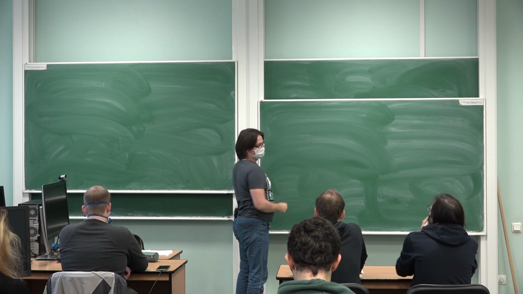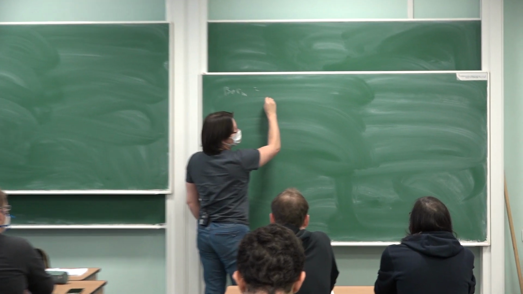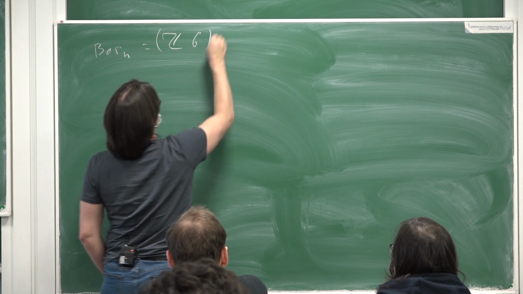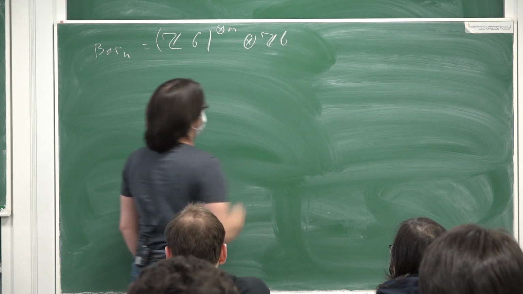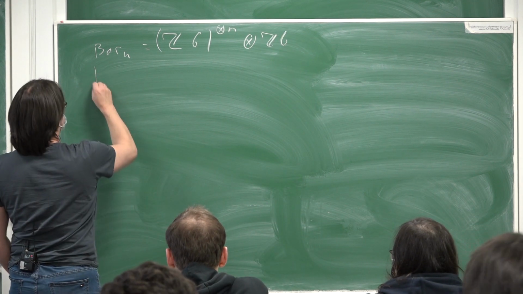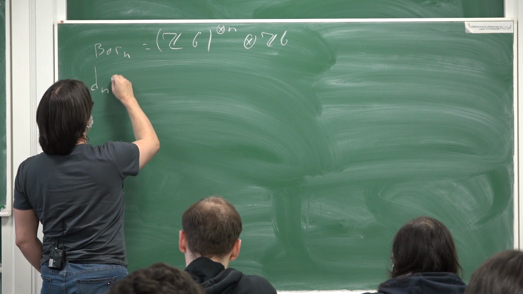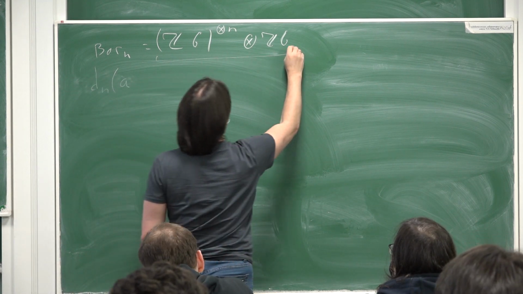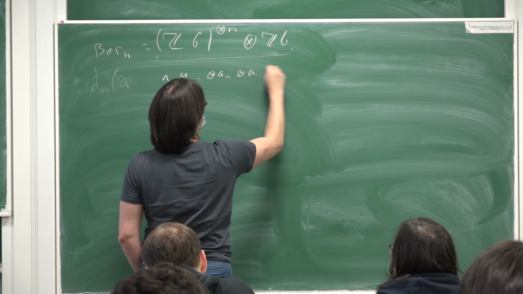In the previous lesson we have defined the bar resolution. It is a complex with bar n equals ZG tensor n times tensor ZG, and differential defined by the formula dn of an element of the form a1 tensor ... n tensor a.